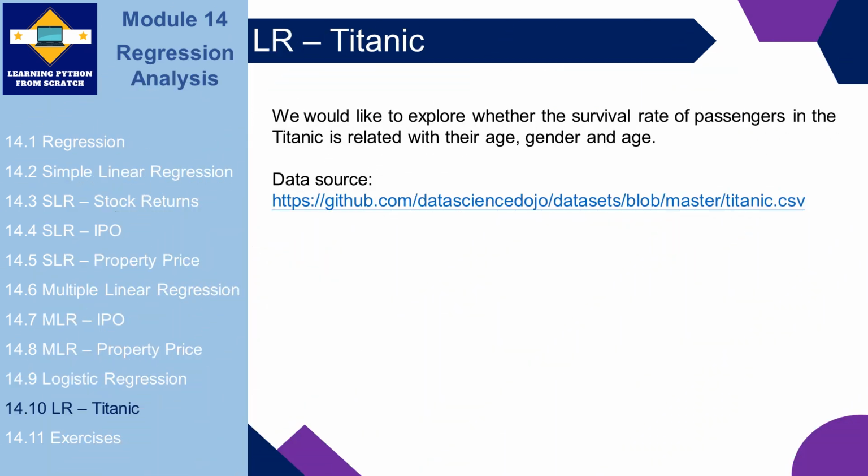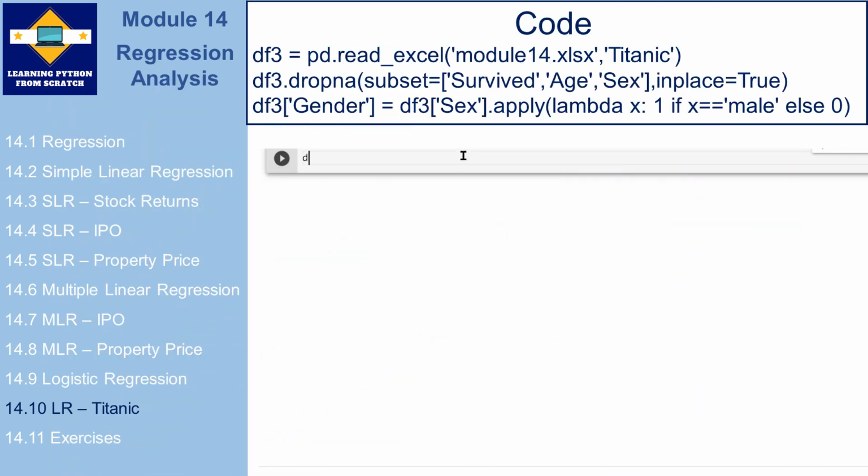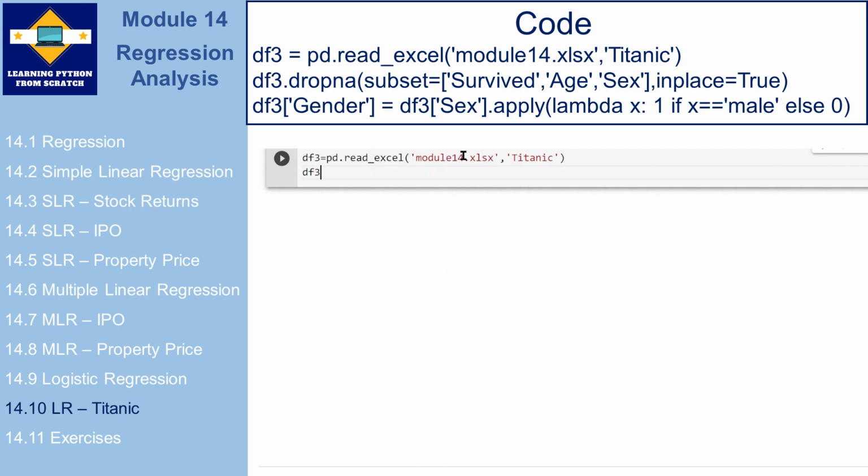We would like to explore whether the survival rate of passengers on the Titanic is related to their age and gender. And here is the data source where we get the dataset. Here, we are going to create our third data frame. We are going to read the Excel file, module 14, and get the data for Titanic. Then we are going to drop observations with null values in either the survived, age, or sex column.